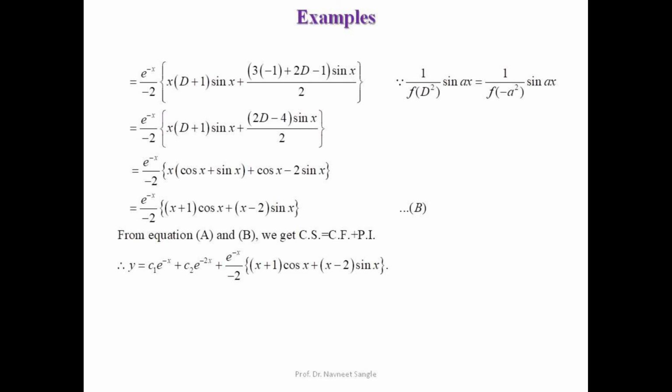So therefore the complete solution of this equation is y is equal to c1 e raised to minus x plus c2 e raised to minus 2x plus e raised to minus x upon minus 2 in bracket (x plus 1) cos x plus (x minus 2) into sine of x. So in this way we can easily find the complete solution of a linear equation when the right hand side is x into V, that means x into either sine of ax or cos of ax.